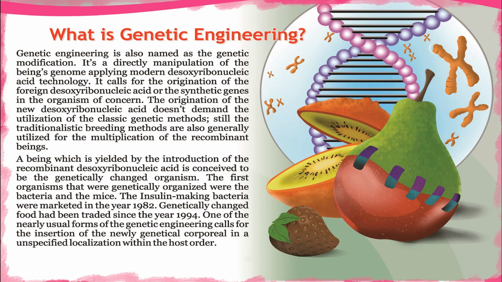organism. The first organisms that were genetically engineered were bacteria and mice. The insulin-making bacteria were marketed in the year 1982. Genetically modified food has been traded since the year 1994. One of the most usual forms of genetic engineering calls for the insertion of the new genetic material in an unspecified location within the host organism.